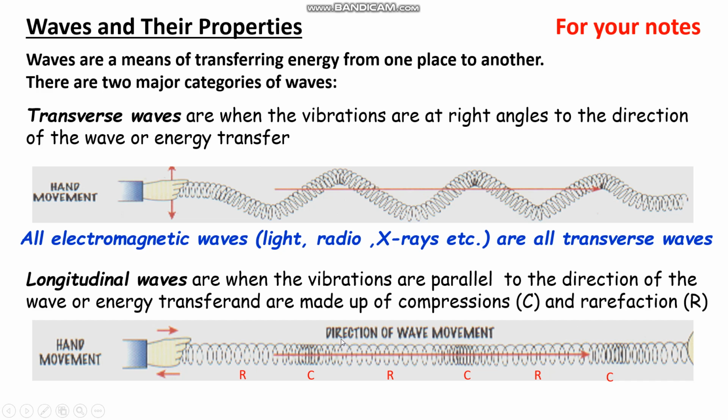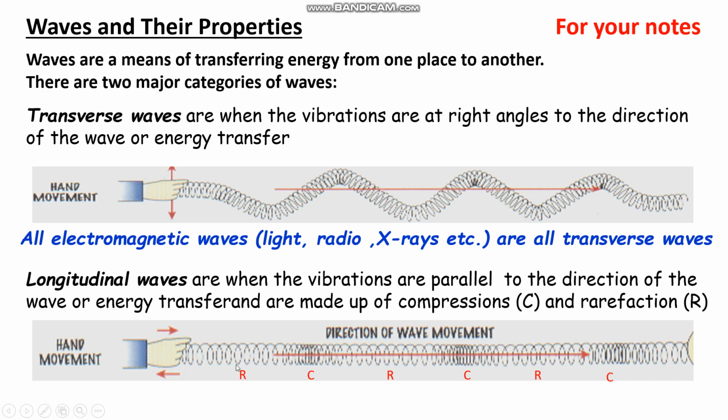One extra feature that you should know about longitudinal waves is that where you get a high density of coil, where the coils have been squeezed together, you get what's called a compression. And where they've been stretched, where the distance between the particles, the coils, are further apart, you've got something called a rarefaction.